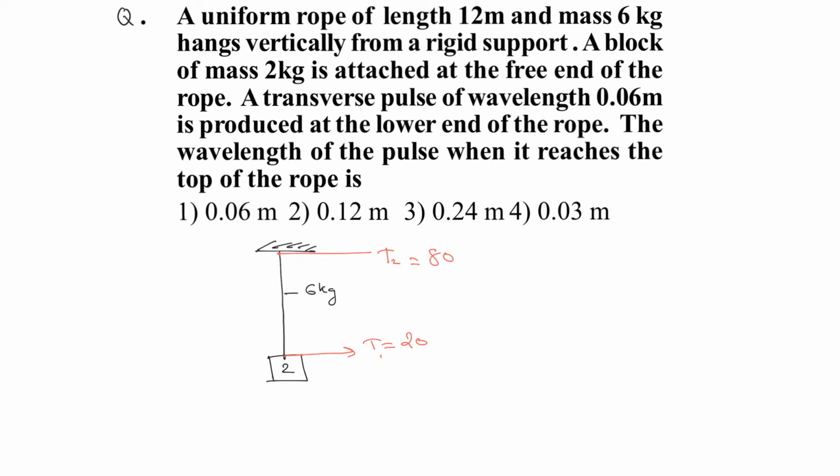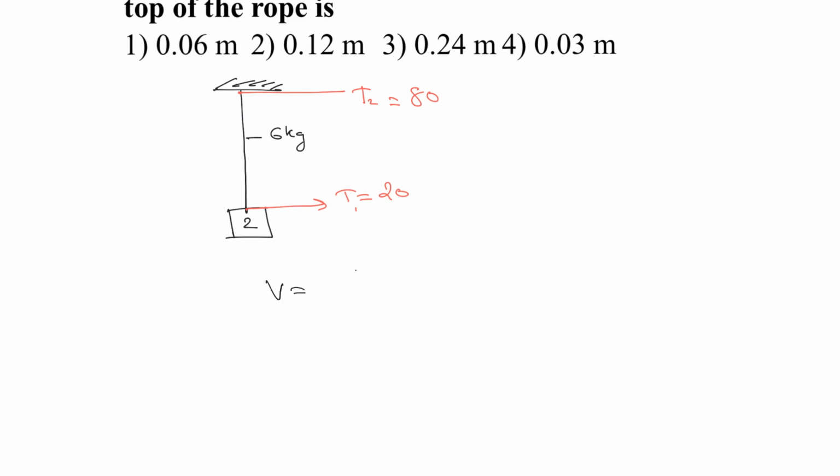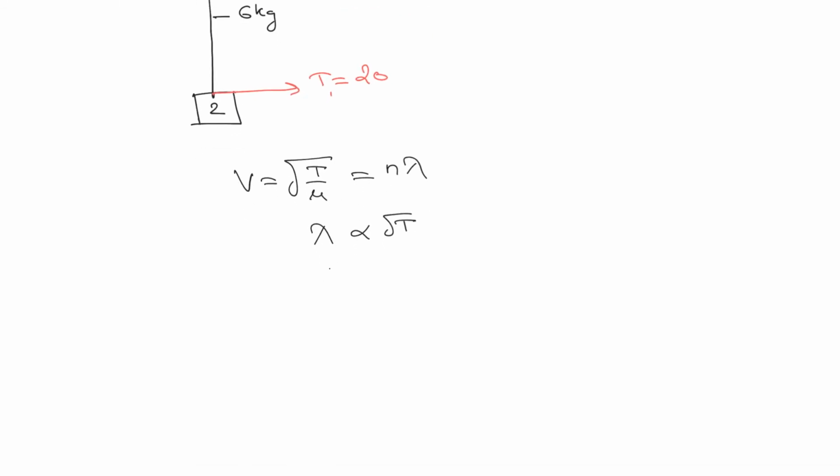So if tension is different, then the velocity will be different, because we know the relation between velocity and tension as V is equal to under root of T divided by mu, and this velocity is equal to frequency into wavelength. So as frequency is a constant, this wavelength is directly proportional to root of tension. So we can write wavelength in second situation by wavelength in first situation is equal to under root of T2 divided by T1.